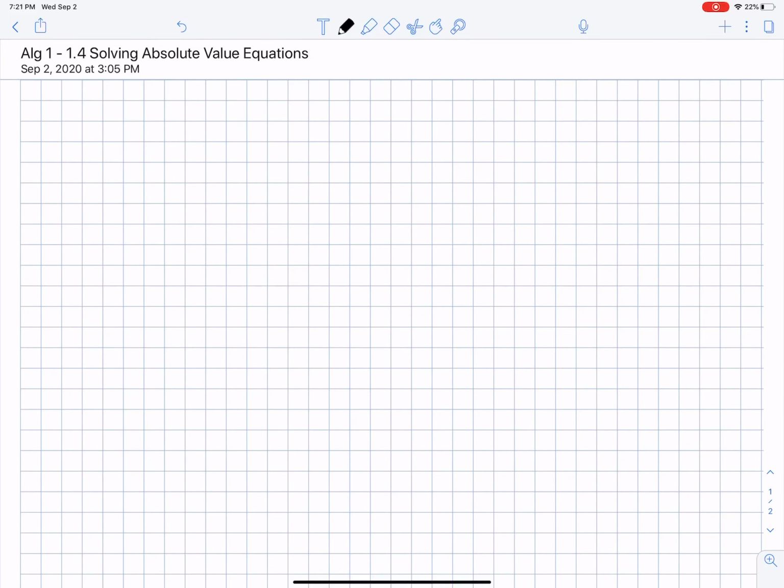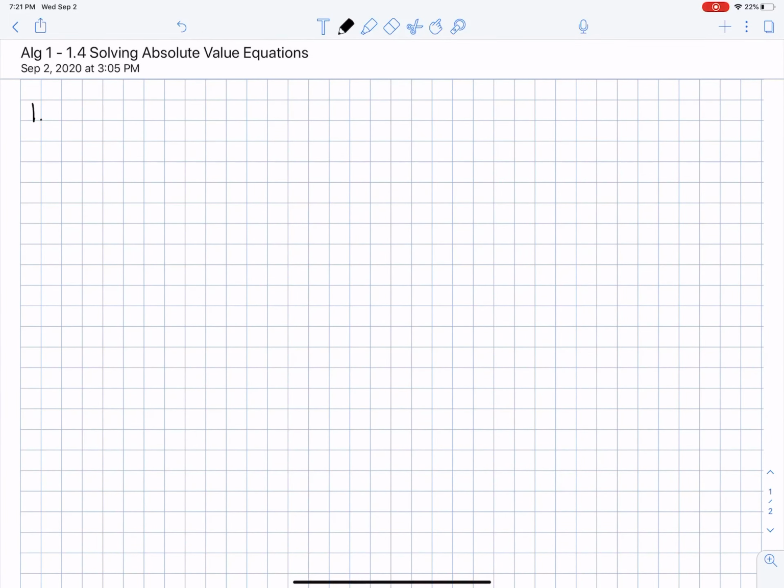All right, so we went ahead and jumped ahead to 1.5. Now we're going to go back to 1.4, and this is solving absolute value equations.